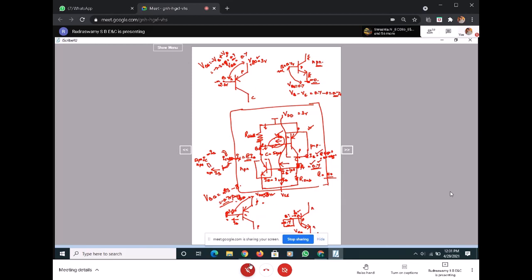And why is this multiplication happening? We call it a multiplier circuit also, this latch-up. Why is there a multiplication happening here? What is the phenomenon that is involved in this particular circuit now? There is a positive feedback kind of thing.